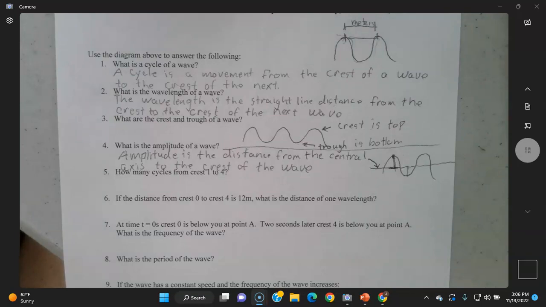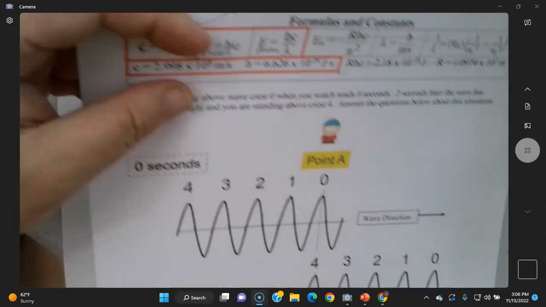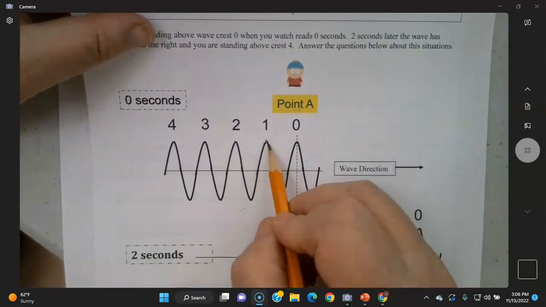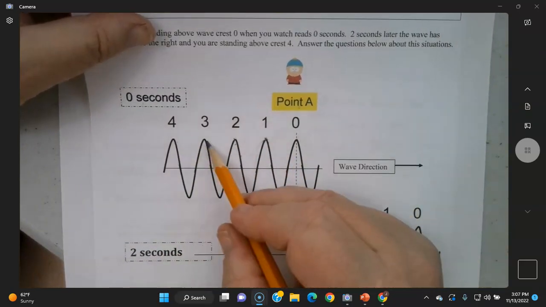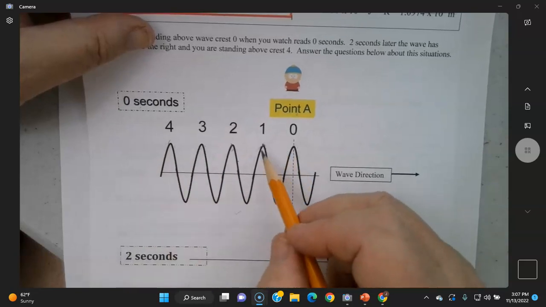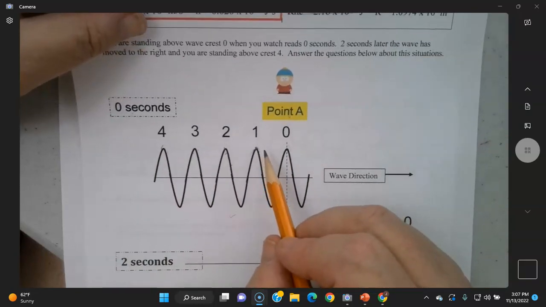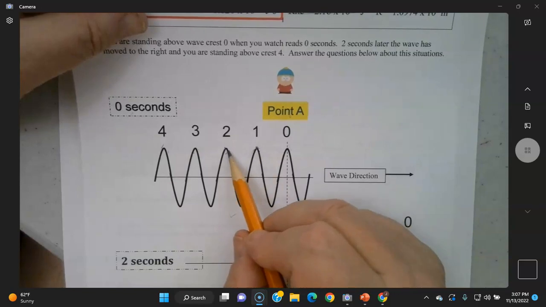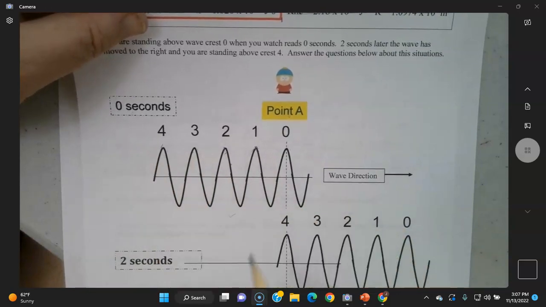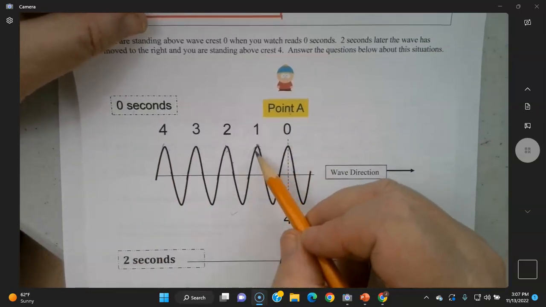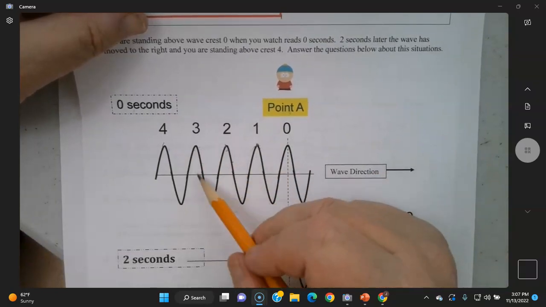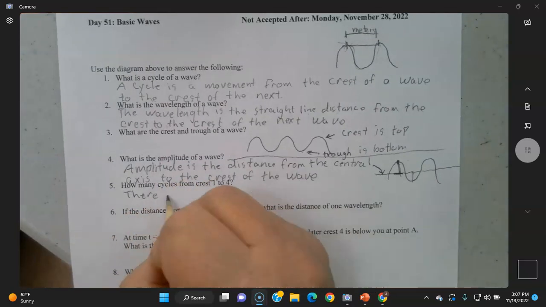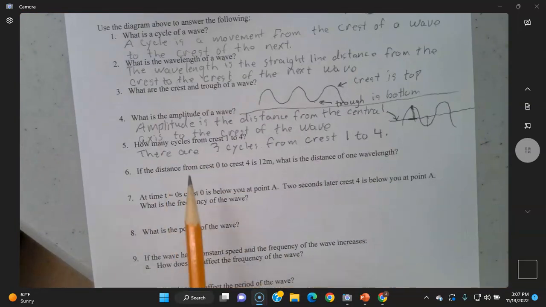How many cycles from crest 1 to 4? Okay, now we're getting into the specific problem here. So let's see. From crest 1 to crest 4, there's 1, 2, 3. 3 cycles going from 1 to 4. Don't make the mistake of counting crests. 1, 2, 3, 4. That's wrong. It's how many cycles does it do? Let me start again. Start at 1. 1, 2, 3. Okay, let's go to the next one.